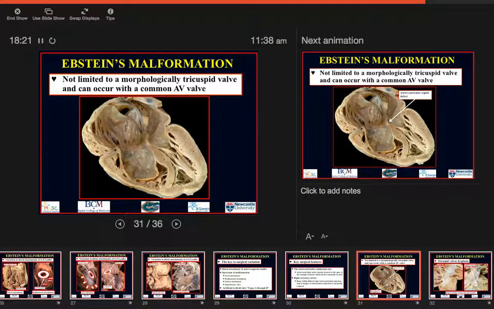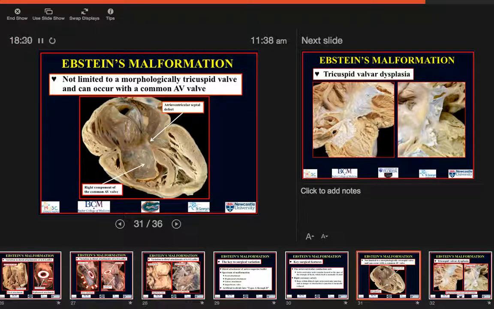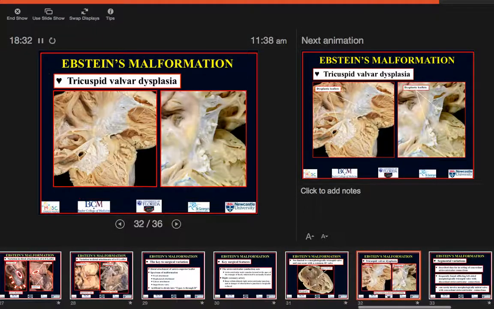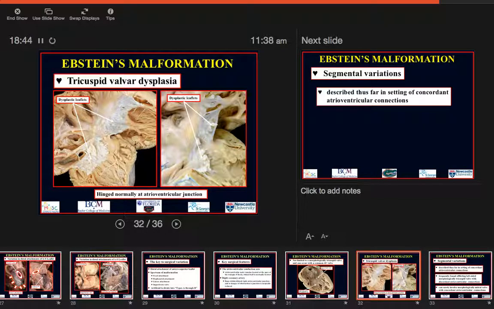Remember that the right component of a common AV valve can also show Ebstein's malformation, as you see here in the setting of an atrioventricular septal defect. Remember that the valve is typically dysplastic in the setting of Ebstein's malformation, but you can also, as you see here, have tricuspid valvular dysplasia with a normally attached valve. So dysplasia does not necessarily mean Ebstein's malformation.